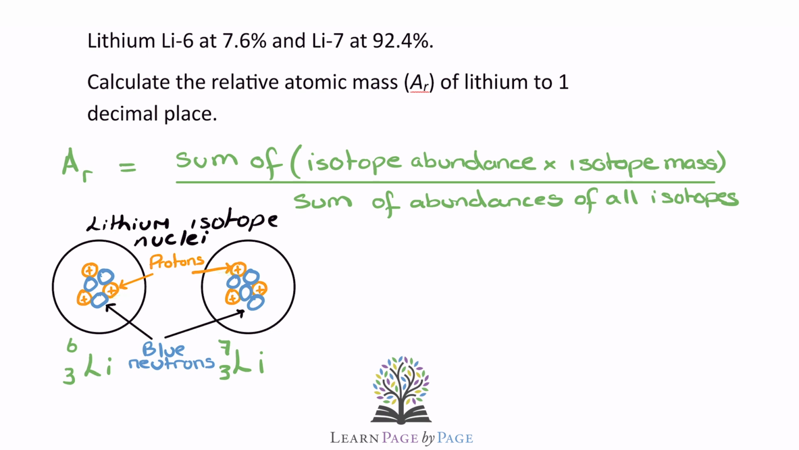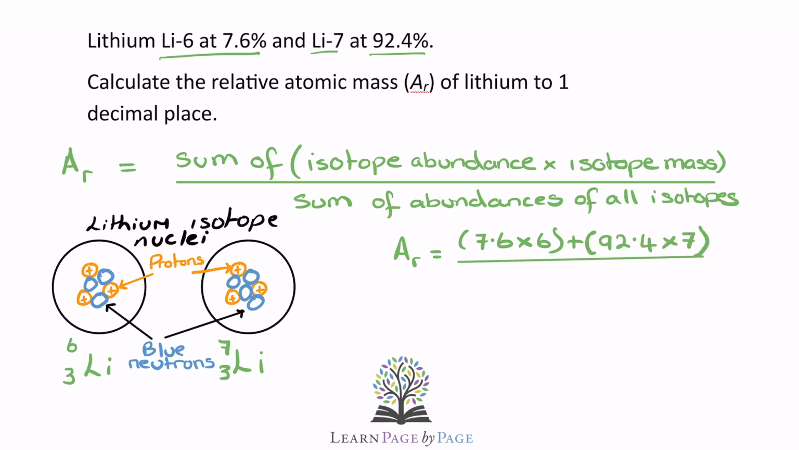Now let's go back to the question and let's calculate the relative atomic mass of lithium to 1 decimal place. So we start off with the Ar and the sum of the isotope abundance. So our first one, we'll do lithium 6. And that's 7.6% multiplied by 6 plus lithium 7 at 92.4% multiplied by 7, all over the sum of the abundances: 7.6 plus 92.4.